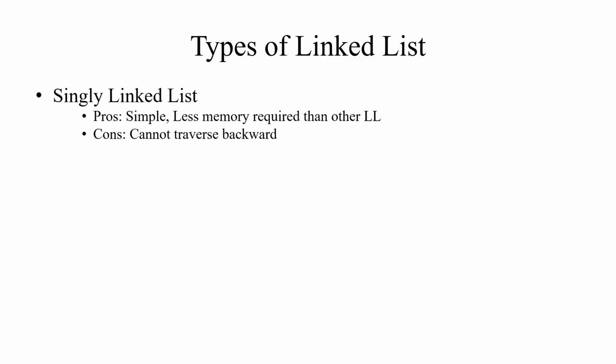We will discuss now the types of linked list we are going to study. The first is the singly linked list. In the singly linked list, we have only one arrow pointing in the forward direction, like this. So this is called a singly linked list. Here the first node is called head. The advantage is that this is very simple and it requires less memory than other kinds of linked list. The drawback or limitation is that we cannot go in the backward direction. If we want to go in the backward direction, we will need a doubly linked list. I will discuss that.